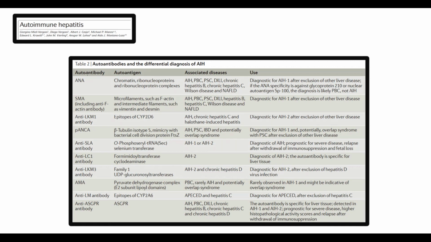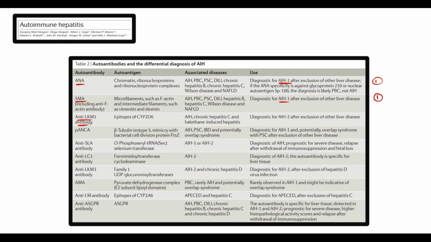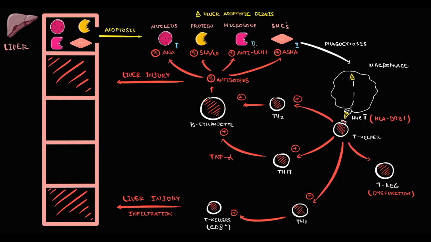In autoimmune hepatitis, autoantibodies play a crucial role in diagnosis, so we have to know them. Antinuclear antibodies and anti-smooth muscle cells antibodies are the most common in autoimmune hepatitis type 1. So antinuclear antibodies and anti-smooth muscle cells antibodies are the characteristic features of hepatitis type 1. In contrast to this, liver-kidney microsome type 1 antibodies are the most common in type 2 autoimmune hepatitis. So liver-kidney microsome type 1 antibodies are the characteristic features of type 2 autoimmune hepatitis.